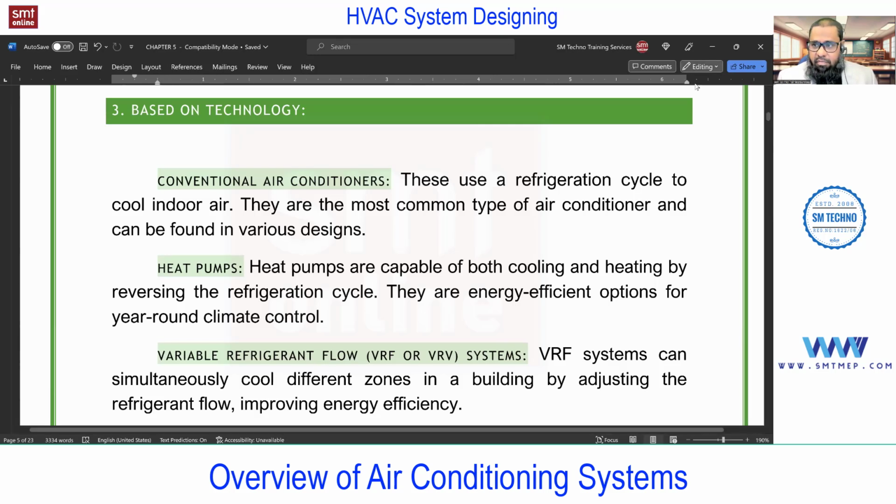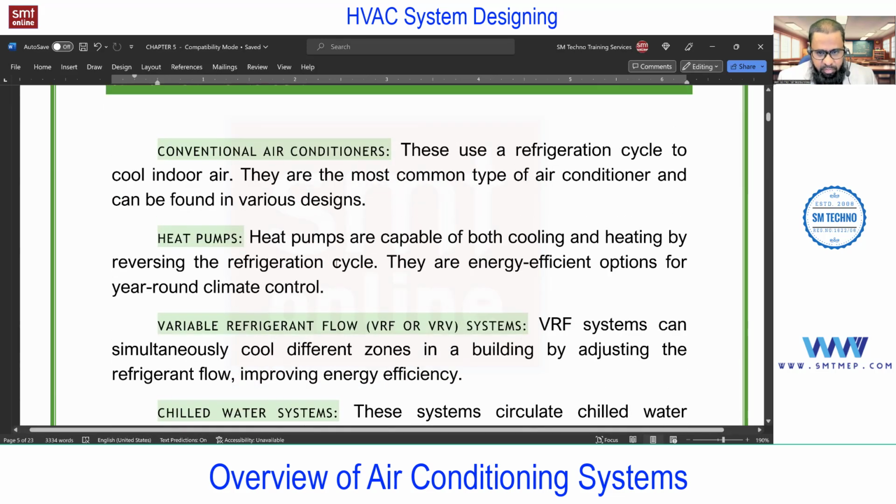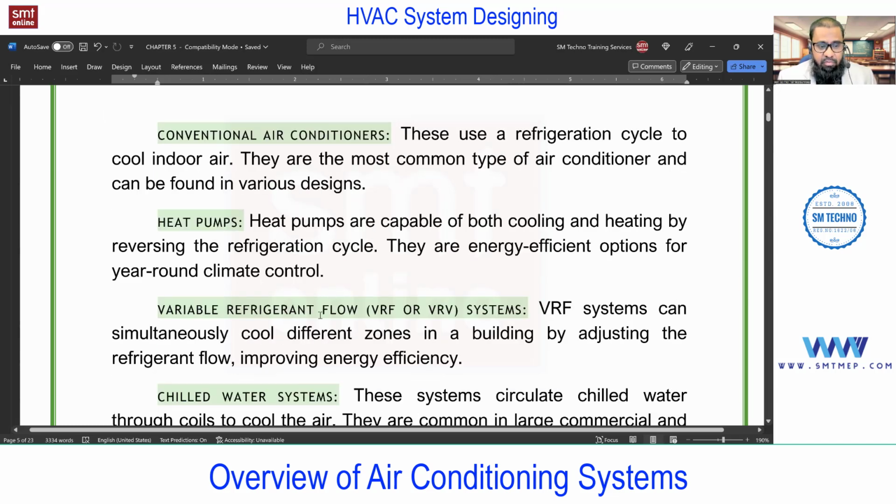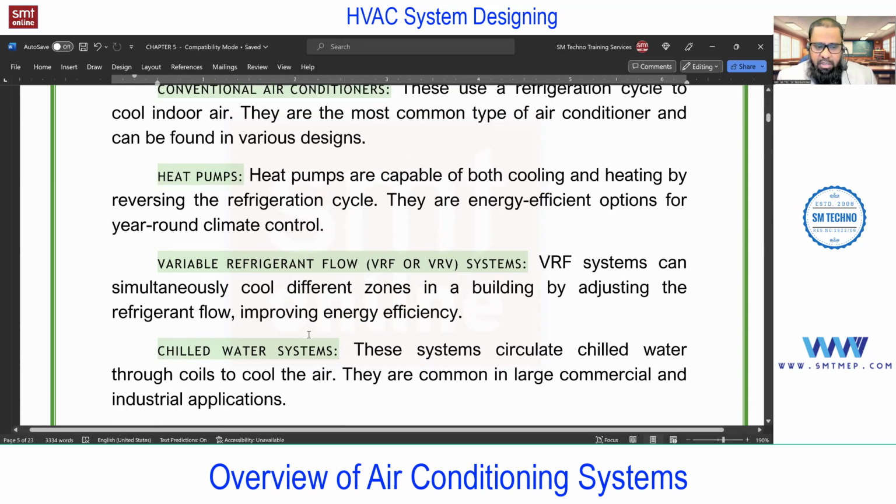First is conventional air conditioning using the vapor compression cycle. Next, the heat pump. A heat pump is also a vapor compression cycle, but can work in a reverse manner. Next, VRF or VRV. You see, don't get confused. VRV and VRF are both the same. VRV is a patent by Daikin. That's the reason other manufacturers are using the term VRF, but from the technology point of view, both are the same. And this also comes under the refrigerant cycle, but in an advanced way.